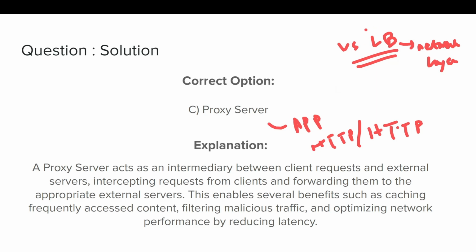The main work of LB is to distribute the traffic to multiple servers, like we said, to improve scalability and performance. But the work of proxy server is to handle the request and response on behalf of the client. So both of them are doing two different things. LB distributes the traffic across multiple backend servers and works on the transport and network layer, whereas proxy server works on the application layer and handles these protocols. This is what you have to know about proxy server and how it is different from LB.